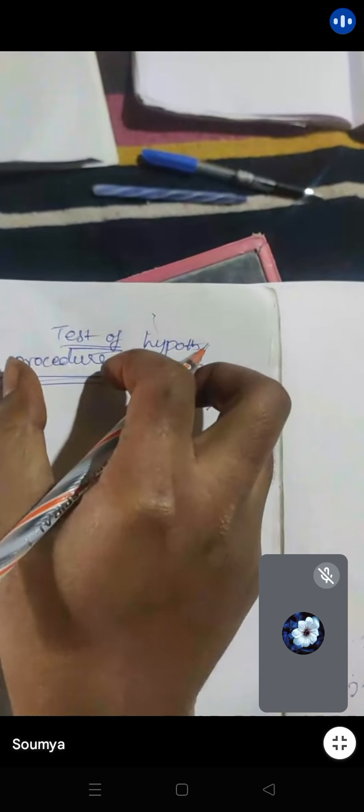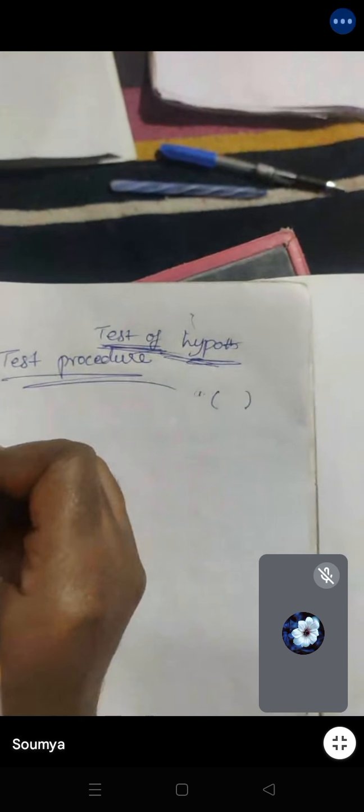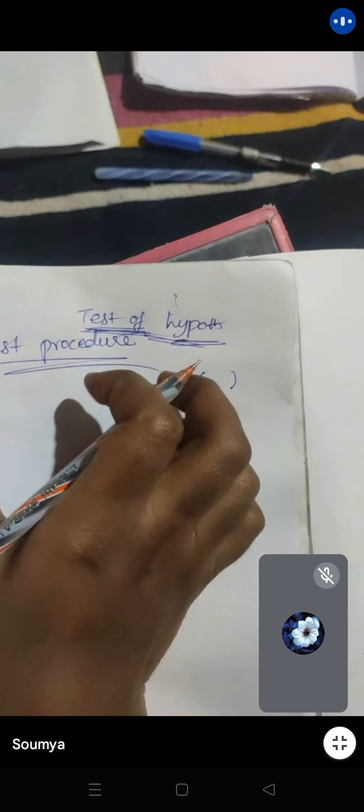So we have a test procedure for finding test of hypothesis. What is the meaning of test of hypothesis? We will assume something, and we check whether that assumed value is correct or not. That is why we go for test of hypothesis. So we have some procedure for test of hypothesis. That is, first one, step 1.